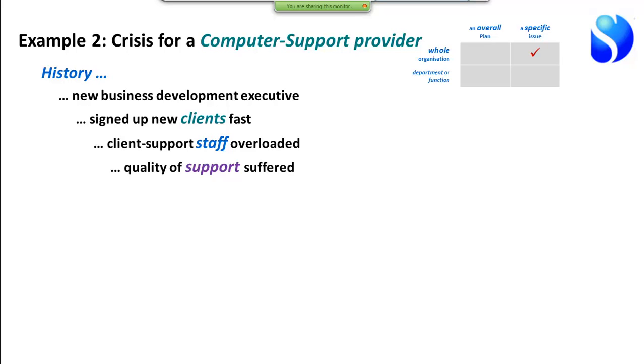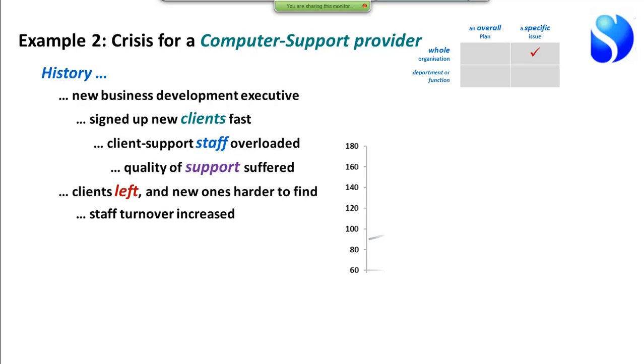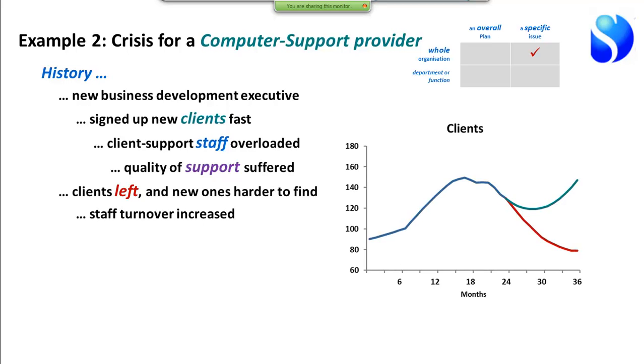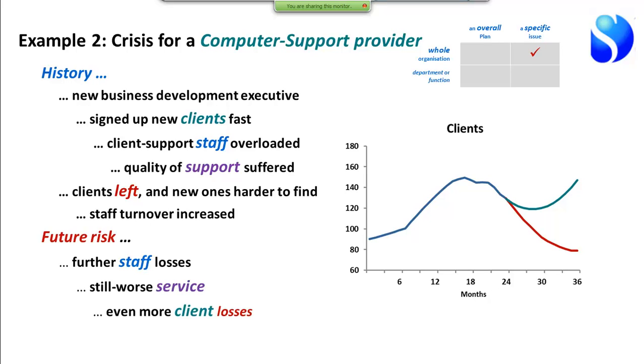And the history of this is that they took on a business development guy who signed up lots of clients. The client support staff got overloaded, quality of support suffered, clients left. And at the point we were looking at the situation, the worry was that the business would basically fall apart following the red line, and we wanted a way to get it back on its feet and follow the green line. So the risk is, you get more staff losses, still worse service, even more clients leaving, and so on. I'm sure the story won't be unfamiliar to you guys. This does happen.